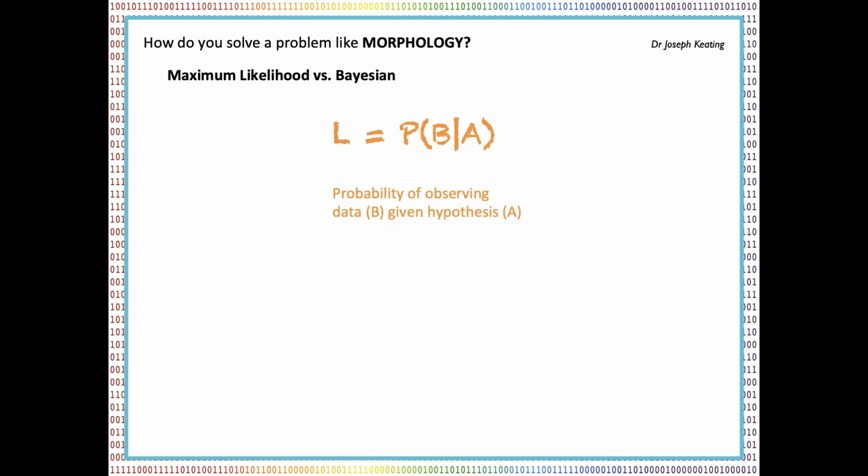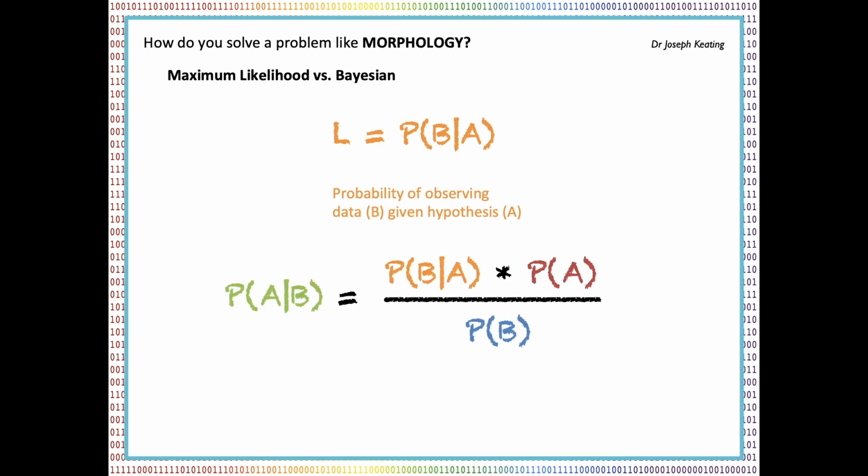Although they share the use of a model of evolution, there are important mathematical and philosophical differences between maximum likelihood and Bayesian methods. Likelihood is defined as the probability of observing some data given a hypothesis. To use a phylogenetic example, likelihood equals the probability of observing some discrete character data given a tree topology and model of evolution.